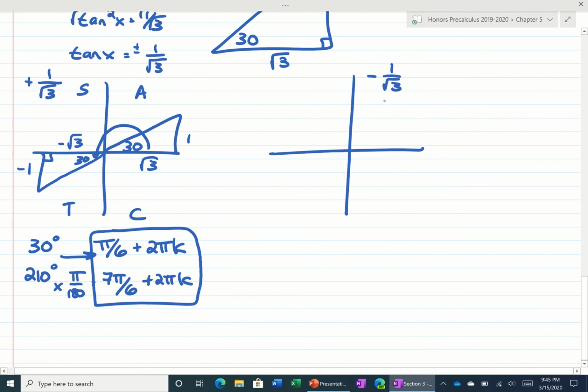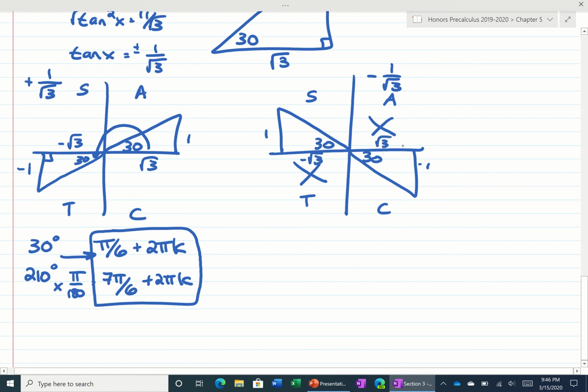It would be negative in the quadrants where tangent is negative. So it wouldn't be drawn here, and it wouldn't be drawn here, because those would give us a positive tangent of 1 over root 3. If we do 30 degrees in this quadrant and 30 degrees in this quadrant, we would get tangent is negative 1 over root 3. And those angles, well, this angle right here would be 150 degrees, and this angle would be 360 minus 30, or 330 degrees.